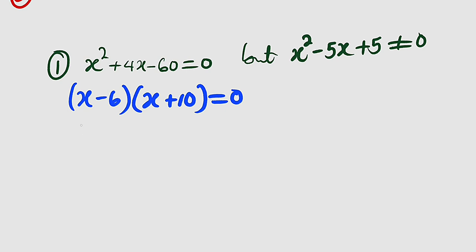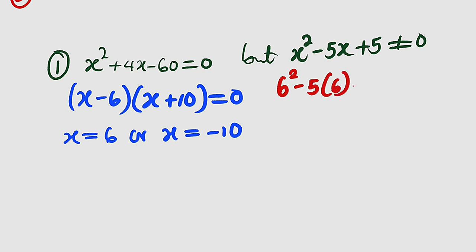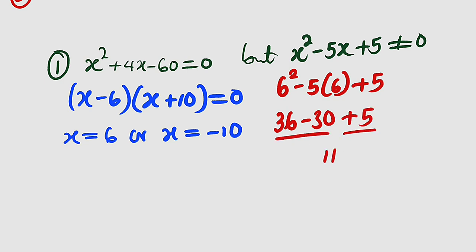By setting each factor to be 0, it implies either x is equal to 6 or x equal to negative 10. But we are not going to finalize. We have to plug them into this function to see whether we're going to get 0 or not. So let's start with 6. Plug in a 6 here, we have 6 squared minus 5 times 6 plus 5. This is 36 minus 30 plus 5. This is 6 plus 5, which is 11, and 11 is not 0, meaning 6 is a valid solution.